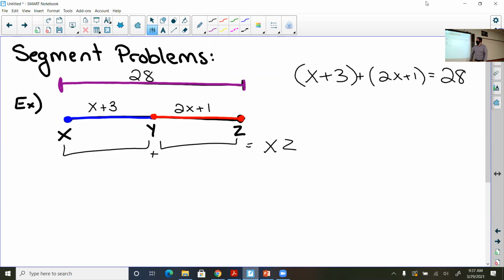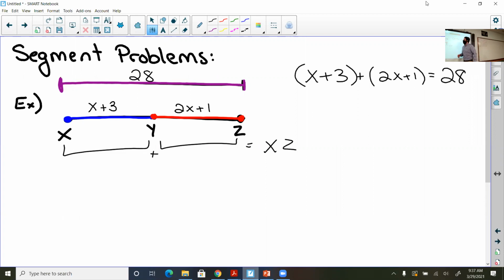Now I have two unknowns. I have this blue segment and this red segment. I don't know what they are. I just know that when I combine them, they equal 28. So it could be 20 and 8. It could be 14 and 14. It could be a decimal. So there's no point in guessing because I don't know.